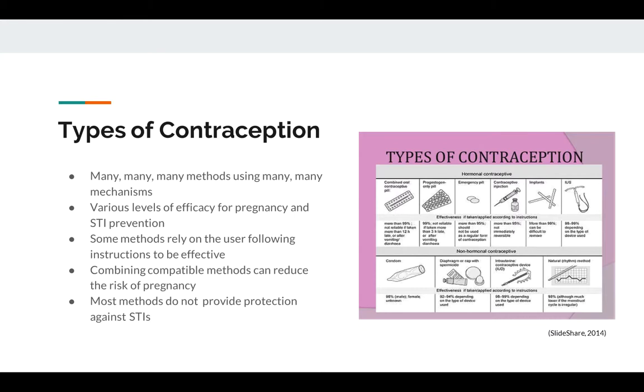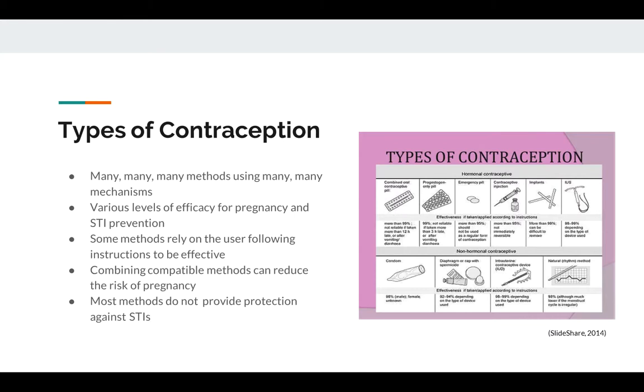If you combine multiple compatible methods, you can reduce the risk of pregnancy. So for example, condoms and oral contraceptives together reduce the risk of pregnancy very much. However, if you were to combine a female and a male condom, that could actually increase the risk of pregnancy because they are not compatible.